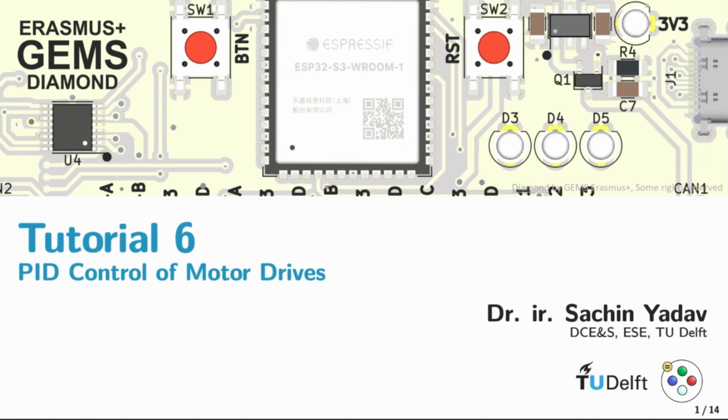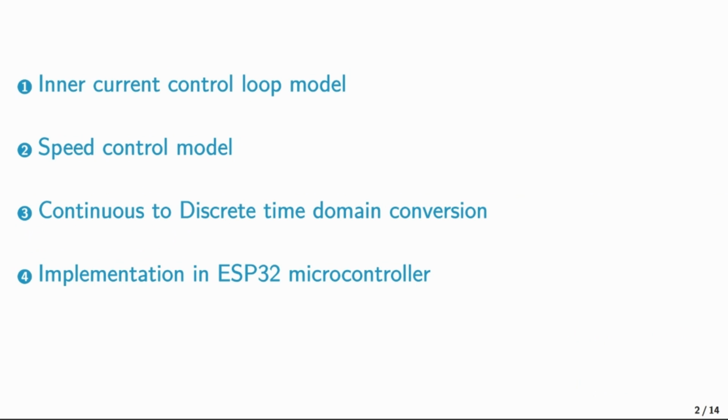In this tutorial, we will learn how to implement the closed loop speed control of a DC motor. We will begin by briefly reviewing the inner current control loop and discuss how pole cancellation simplifies its dynamics. Then we will move on to the speed control loop, derive its discrete time equivalent, and finally implement the model on the ESP32 microcontroller.